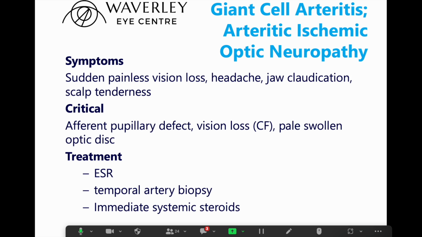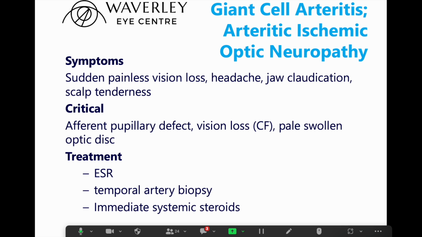All right, this one, giant cell arteritis or arteritic ischemic optic neuropathy or temporal arteritis. Got lots of different names for this condition. This is not a red eye. So this will not present as a red eye, but I put it in here because it is a vision-threatening condition that you might get presented in your clinic.